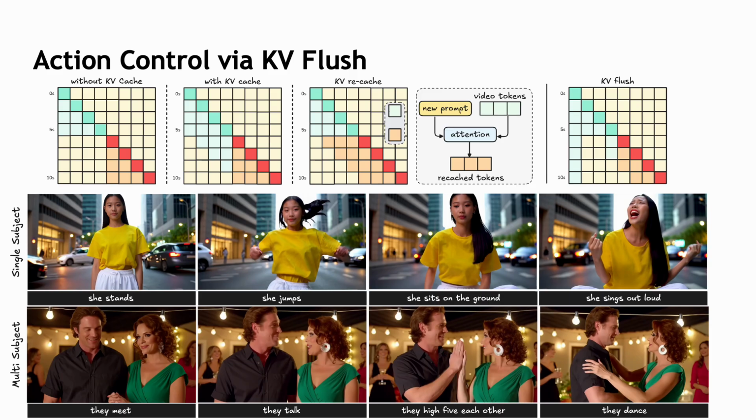How do we achieve real-time action control during infinite length generation? The top row shows 4 cache strategies. Without KV cache, there is no temporal coherence. With full KV cache, earlier tokens dominate and new prompts are almost ignored. KV recache builds the cache, but it is super slow. Our KV flush keeps just 2 anchors. When a new action prompt arrives, we flush all cache tokens, except the global sync token, which stabilizes attention and prevents degenerate softmax, and the last generated frame, which preserves temporal continuity.